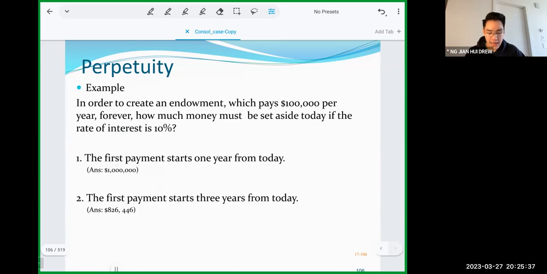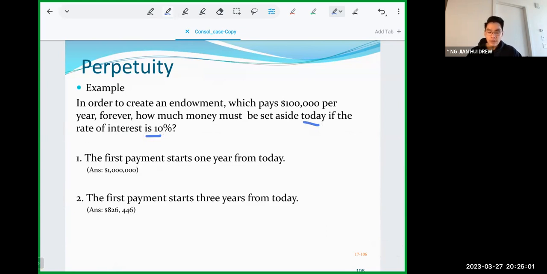So in order to create an endowment which pays 100K per year forever, how much money must you set aside today if the interest rate is 10%? Okay, so part 1 of the question says, the first payment starts 1 year from today.